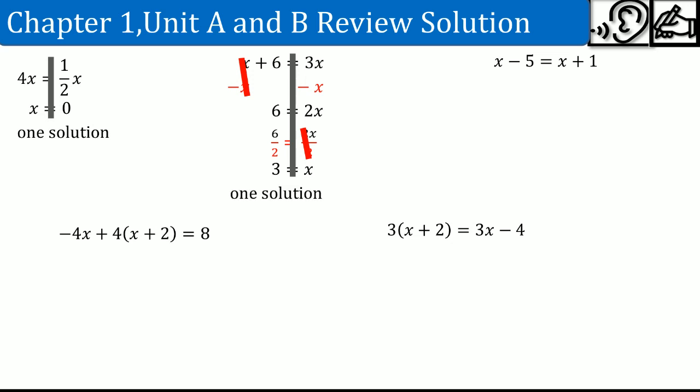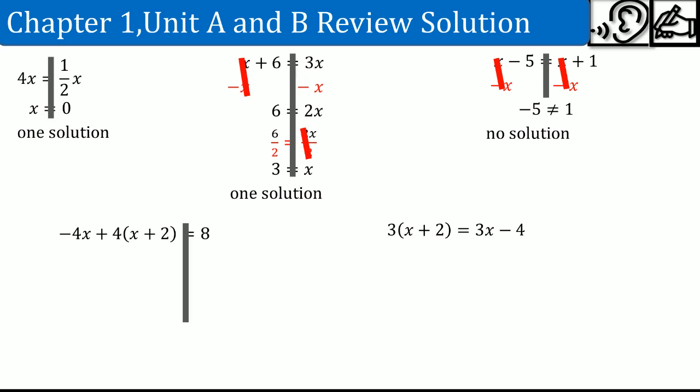The next one, x minus 5 equals x plus 1. You see an x on both sides, so you're going to cancel them out to get one variable alone, but in that process, they both cancel. Negative 5 does not equal 1, so we will say this one has no solution.